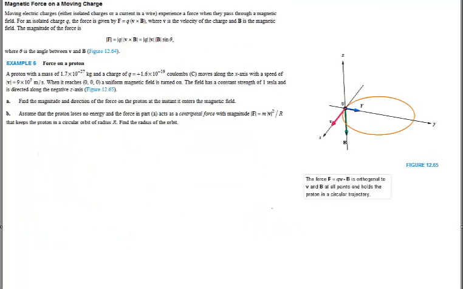The next problem that we're going to do is magnetic force on a moving charge. If you look at the animation that the book provides for this one, you'll get to watch this little charge move all the way around the circle here and watch how the vectors themselves look as they go around this circle. It's very cool.